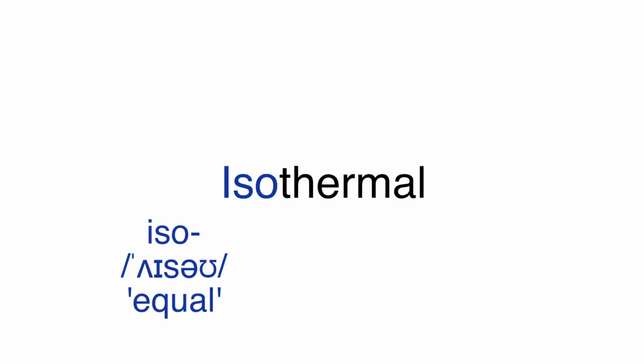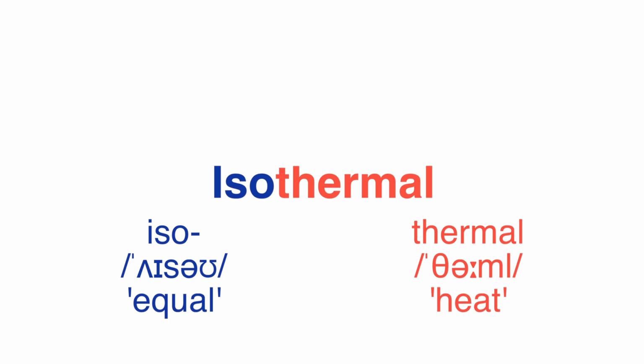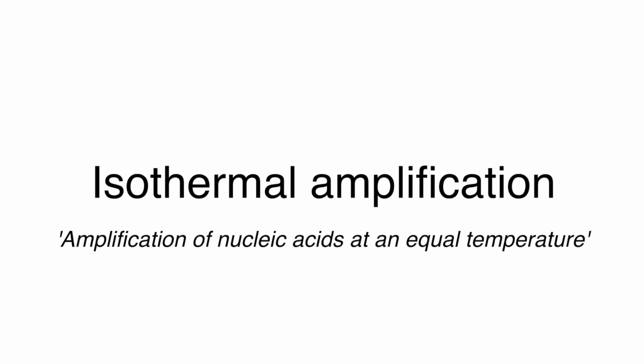The word isothermal consists of the word iso, which derives from Greek, means something like equal, and thermal, also from Greek, meaning heat, here referring to temperature. So isothermal amplification effectively translates to amplification of nucleic acids at an equal temperature, meaning at the same or a constant temperature. Unlike polymerase chain reaction, PCR, that requires cycles at different temperatures for the amplification process, in isothermal amplification, this process can be done at one fixed temperature, so without the need for thermal cycling.